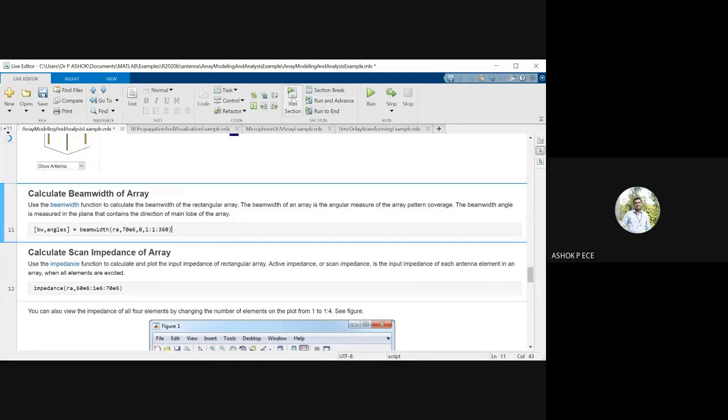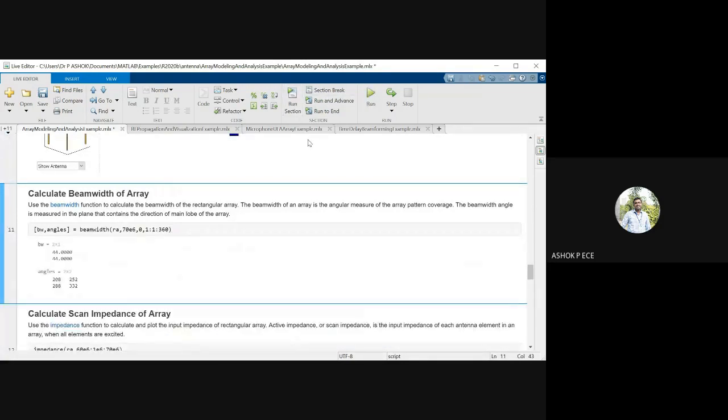Calculate the beam width. I told you already, the beam width is a single angle, which means you take 2 angles and subtract them. So 208, 252, you subtract, you get 44. 288 minus 332. Even if you ignore the sign, you have to take the angle. So the beam width is 44 degrees, which means that the antenna is a very broad antenna.